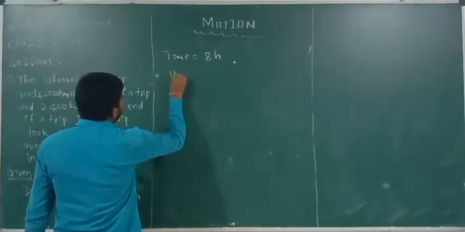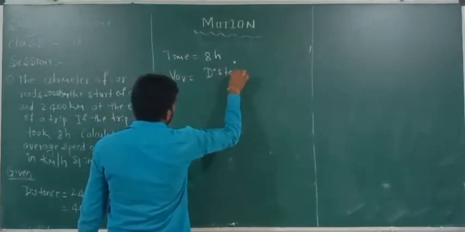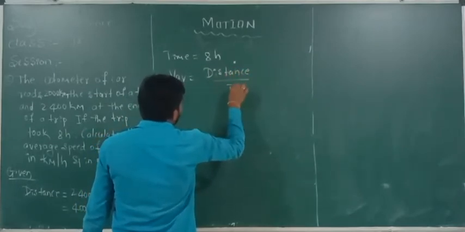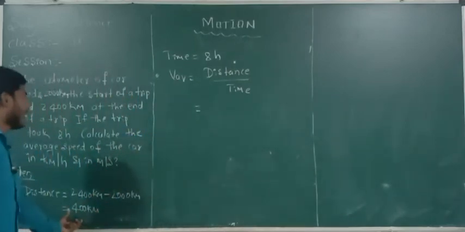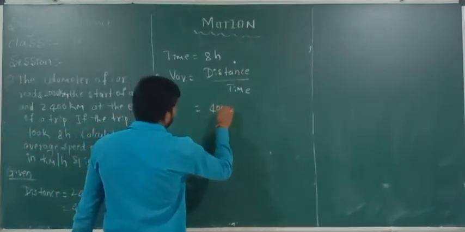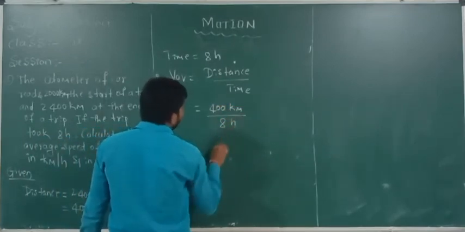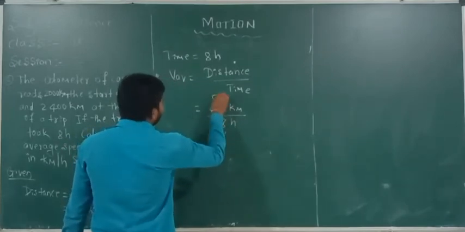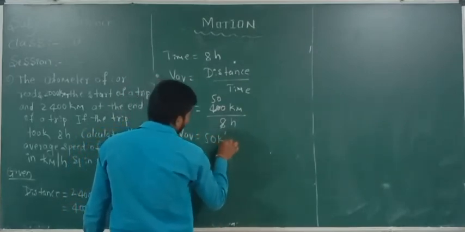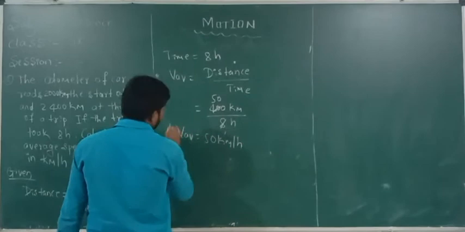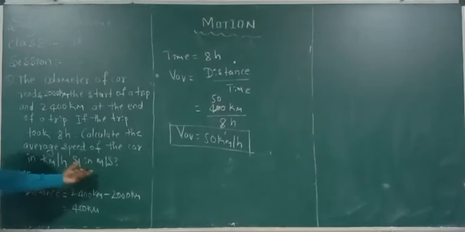The average speed of the car, V_average, is equal to total distance covered by the car divided by time taken. That is equal to 400 km divided by the total time taken, 8 hours. 8 fifties are 400, so V_average is equal to 50 km per hour. But they also asked for the average speed in terms of meter per second.